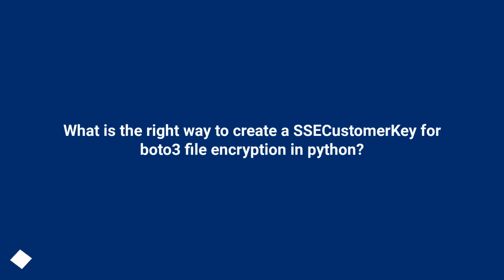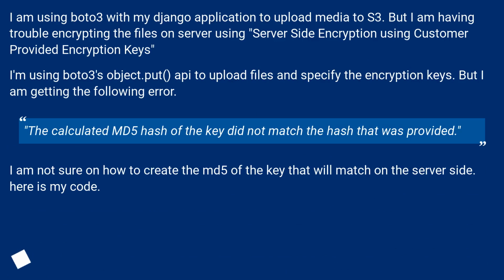What is the right way to create a SSECustomerKey for boto3 file encryption in Python? I am using boto3 with my Django application to upload media to S3. But I am having trouble encrypting the files on the server using server-side encryption with customer-provided encryption keys. I'm using boto3's object.put API to upload files and specify the encryption keys.